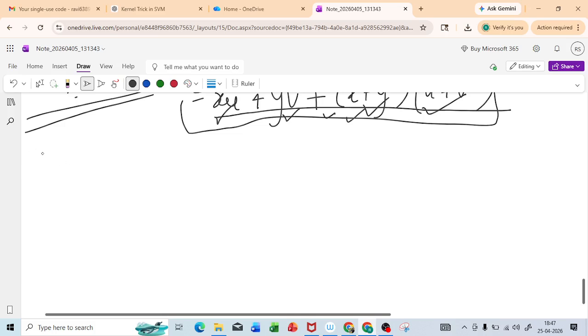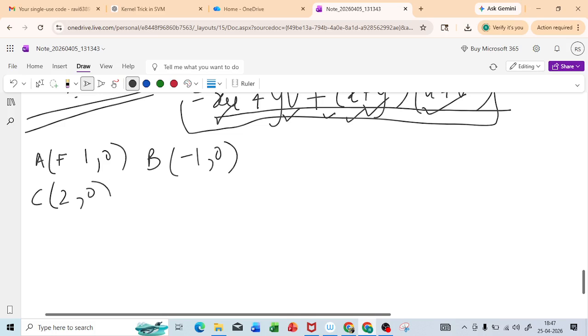Our original points were: A was 1 0, B was minus 1 0, C was 2 0, and D was minus 2 0. Okay, so let's write the corresponding kernel matrix for this. And why do we need it?